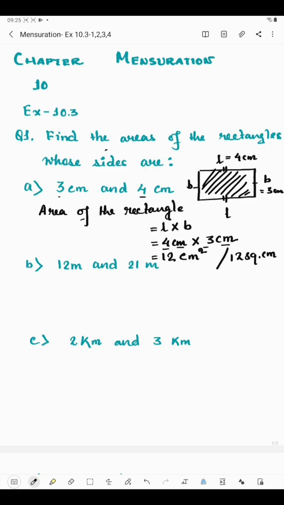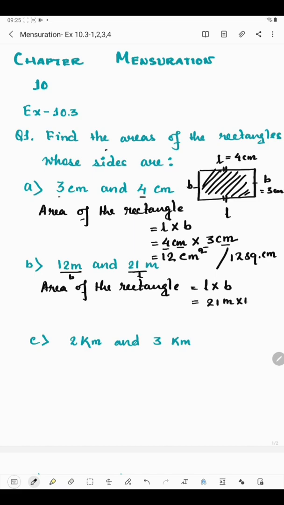Okay, now in the B part we have 12 meter and 21 meter. So area of the rectangle is length into breadth. Here 21 is length and 12 is breadth. So 21 meter into 12 meter. Now we will multiply this. 12 ones are 12, 2, 1 carry, 12 twos are 24, 24 plus 1 is 25. So it's 252. Now meter into meter is meter square.